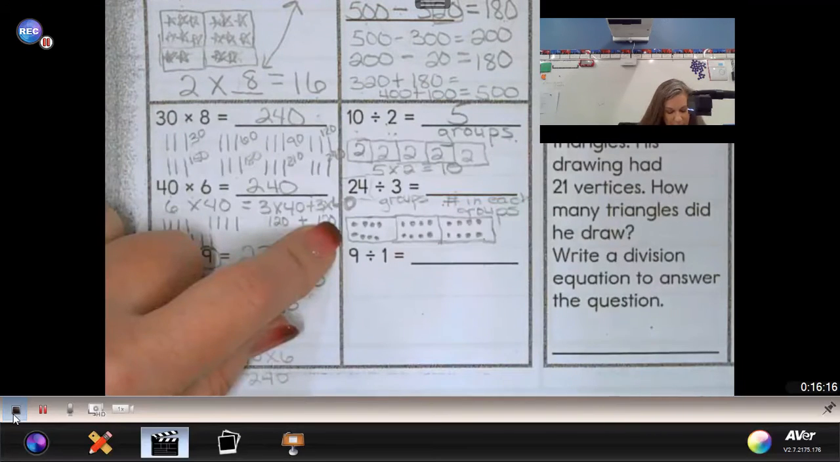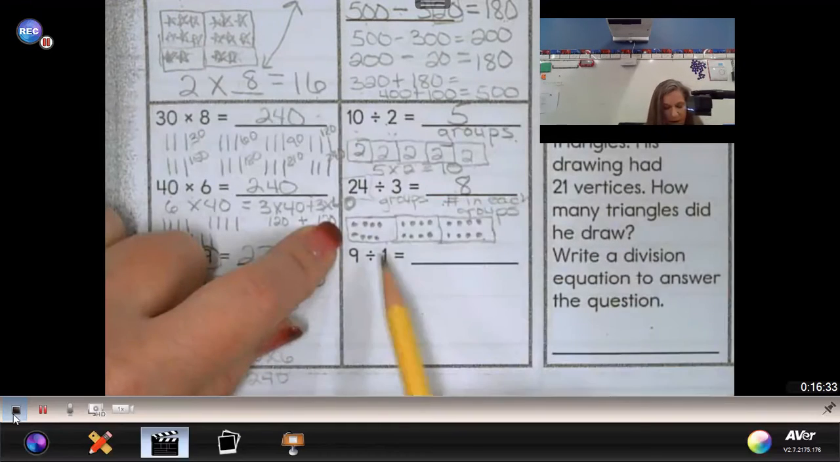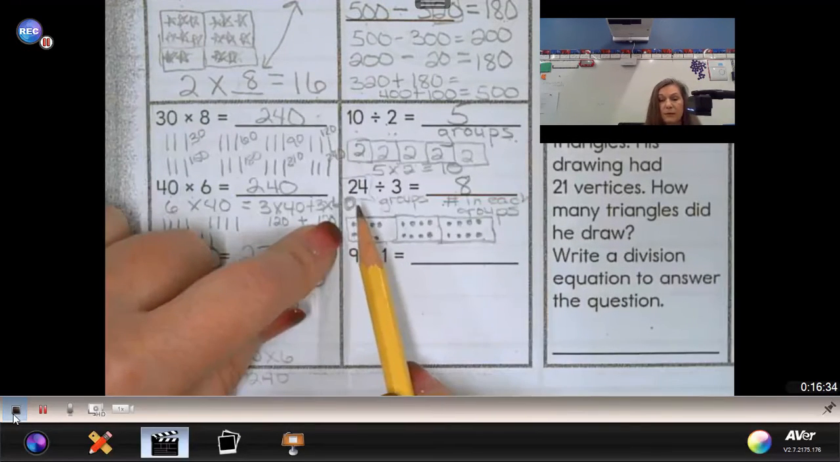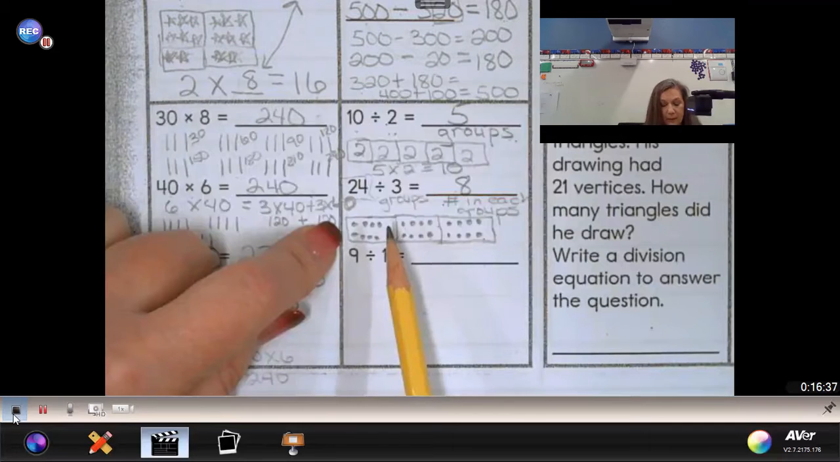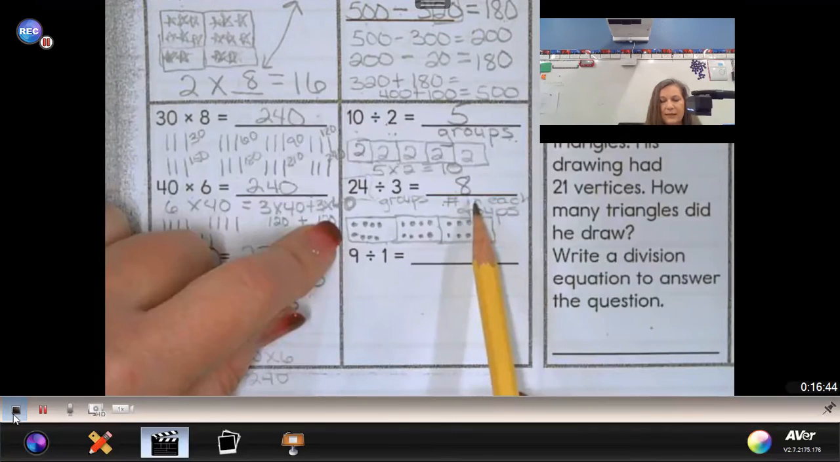Now, if you look, do we have the same number in each group? 4 and 4 makes 8. 4 and 4 makes 8. 4 and 4 makes 8. So this tells me that I have 8 in each group. So if I were going to say I have 24 pieces of gum, and I'm going to share it between my 3 friends, each person is going to get 8 pieces of gum. That would be a nice word problem to kind of demonstrate that thinking.